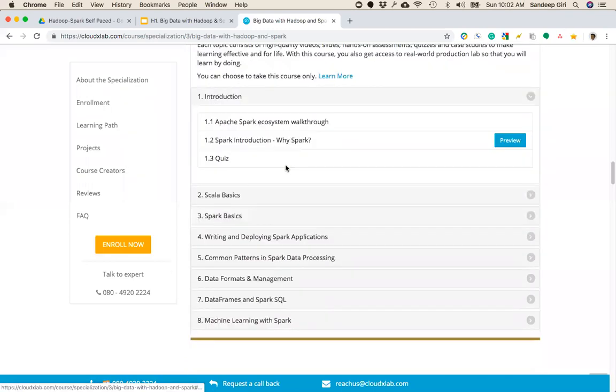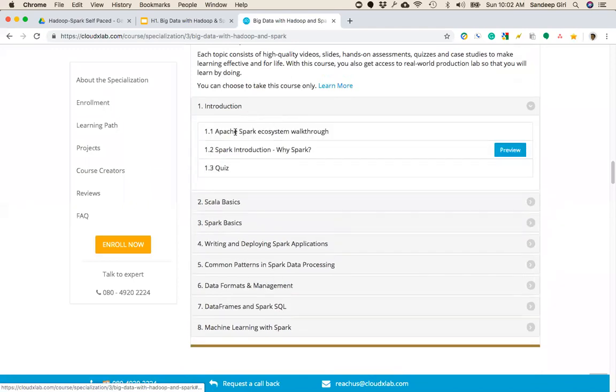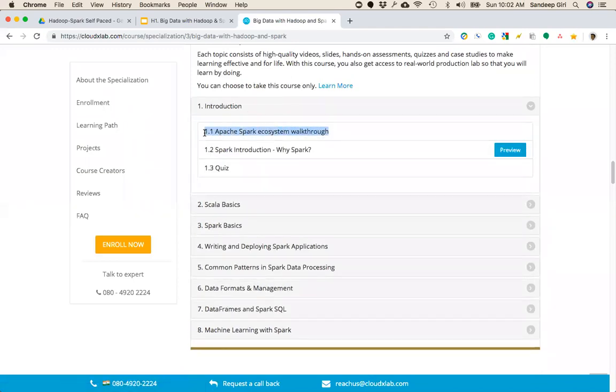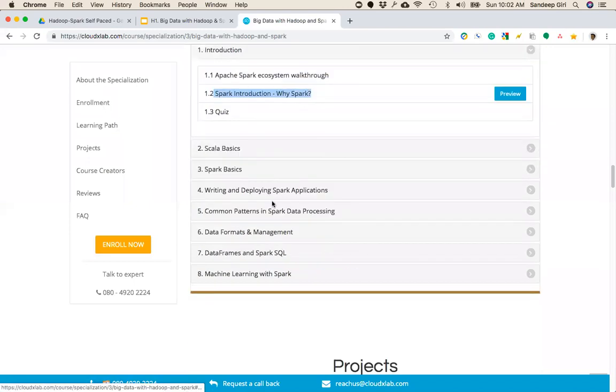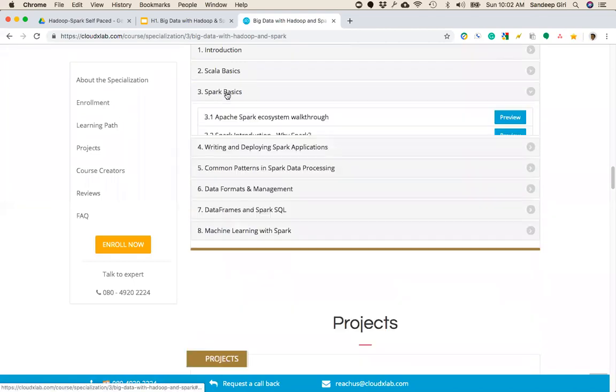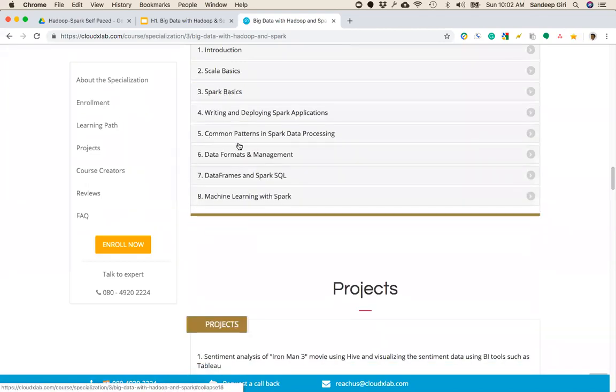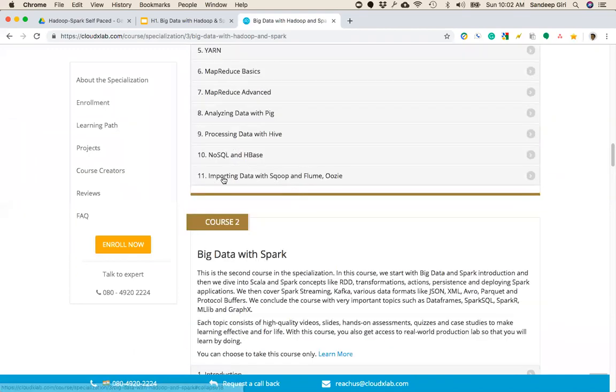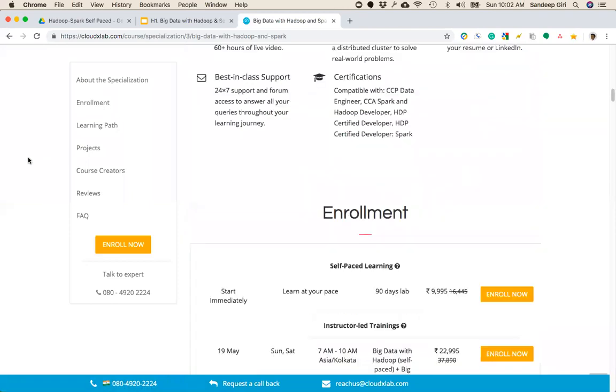And in Spark, we start with the one that we did today. Then we will do the Spark introduction, understanding why exactly Spark. Then we will learn about Scala, the programming language called Scala. Then we'll learn about Spark basics. And there are more chapters here. Let me just show you the chapters.